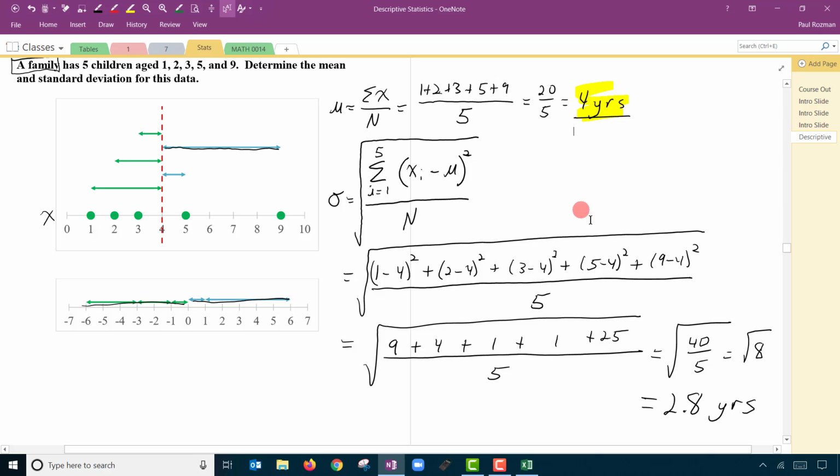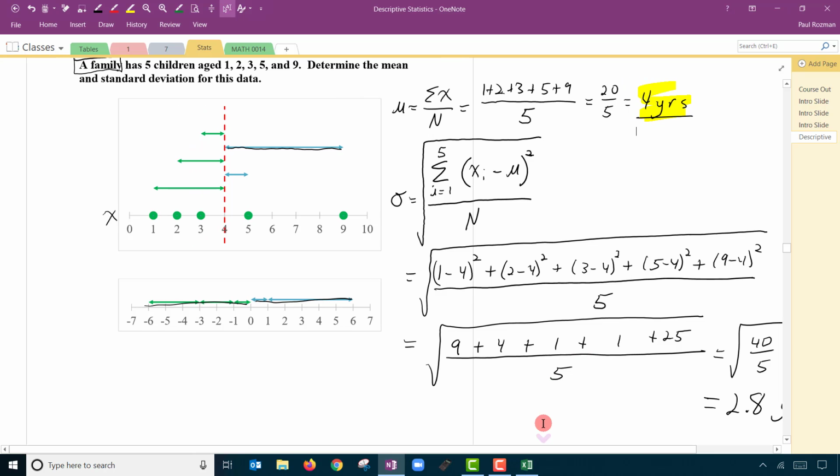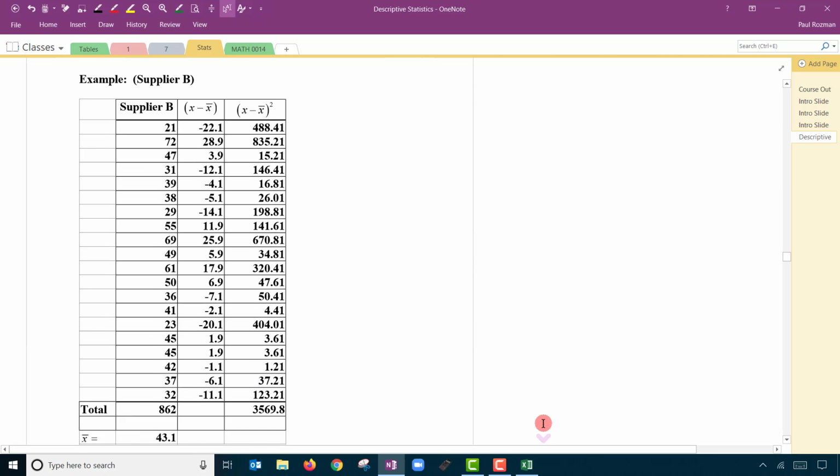So now you know 3 ways of calculating mean and standard deviation. You can do it by hand, you can do it with your calculator, and now you can do it with Excel. And during tests and quizzes and things, you're welcome to use Excel. You're welcome to use your calculator. So any of those methods work for me. So yeah, let's go on.